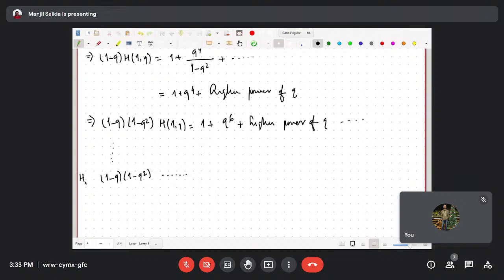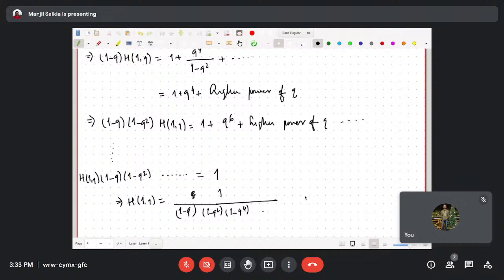So let's write the H1(q) in the beginning. This will just be 1, because I would have eliminated all the smallest powers of q from the right-hand side, and I'll just be left with q to the 0, which is 1. So what this says is that H1(q) is actually 1 over this infinite product, (1 minus q)(1 minus q squared), and so on. Next time, I would multiply by 1 minus q to the 4, and so on. So (1 minus q)(1 minus q squared)(1 minus q to the 4), and so on.